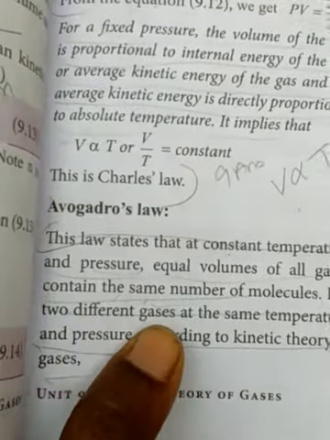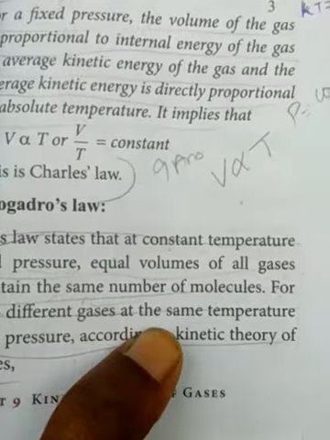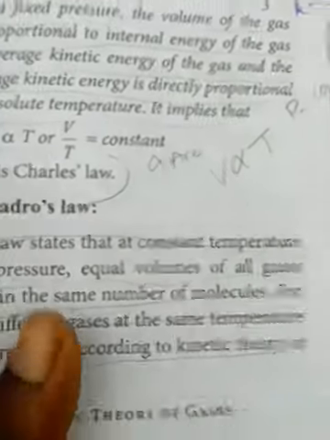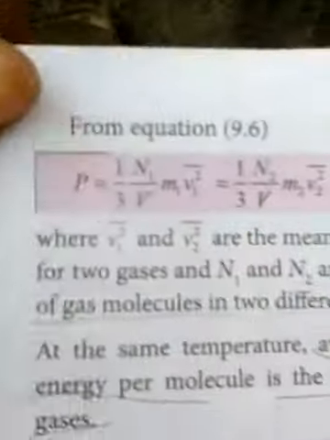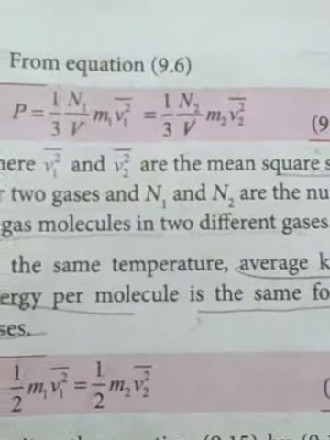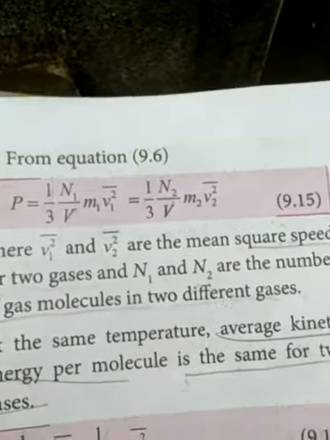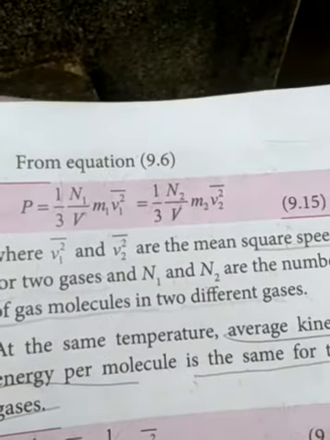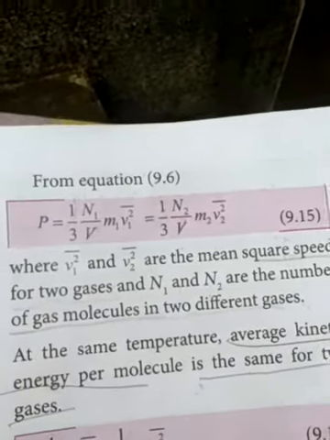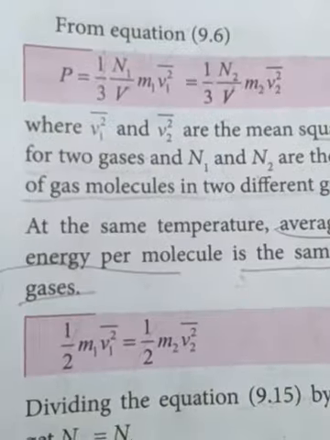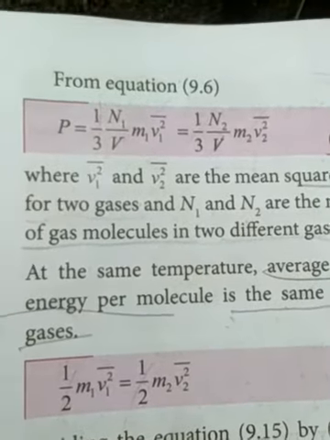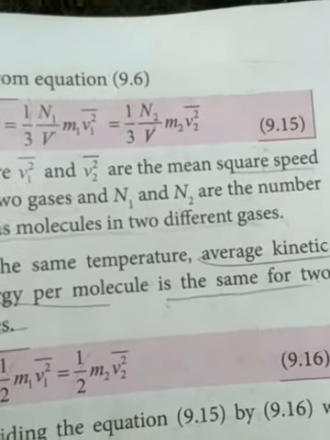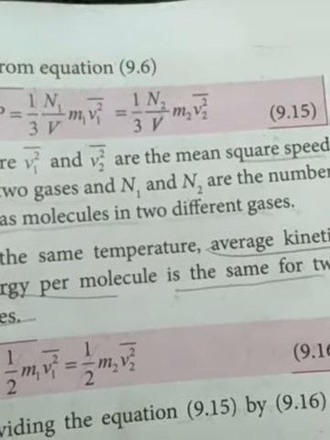So, taking different gases at the same temperature and pressure according to the kinetic theory of gases, we take two different types of gases and assemble the formula. P equals 1 by 3 N1 m1 v1 squared, and next, 1 by 3 N2 m2 v2 squared. Here v1 squared and v2 squared are the mean square speeds of the molecules.